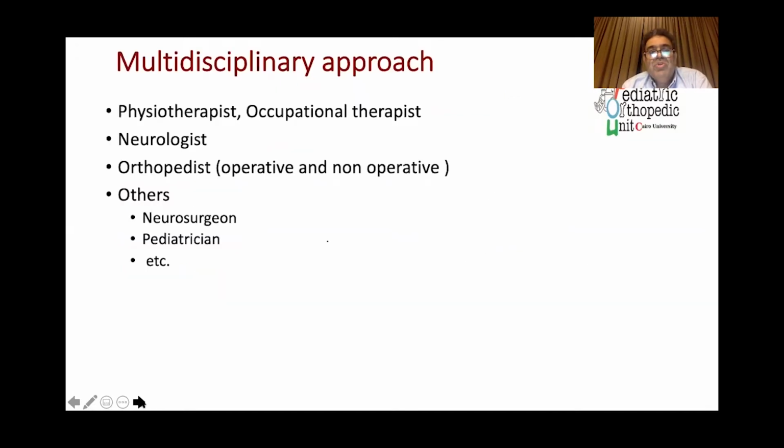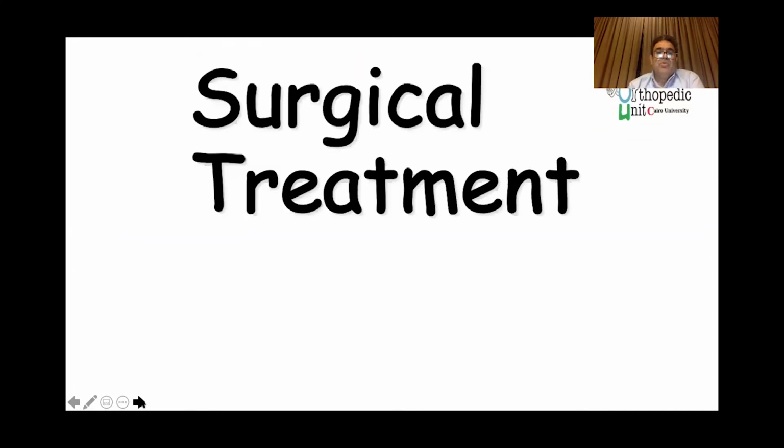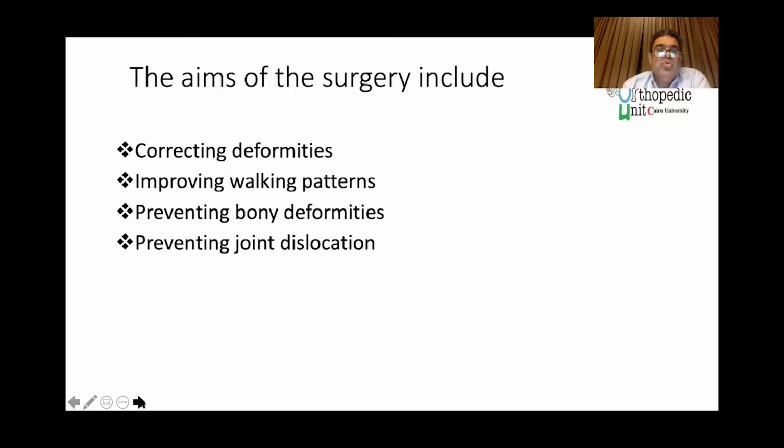To care for the CP child, you should have a multidisciplinary approach. The physiotherapist, the occupational therapist, the neurologists, and the orthopedic surgeon, of course, plays a major role. Others may help, like the neurosurgeon or the pediatrician. Concerning our impact in the CP children, the surgical management, we should know how we can help this child.